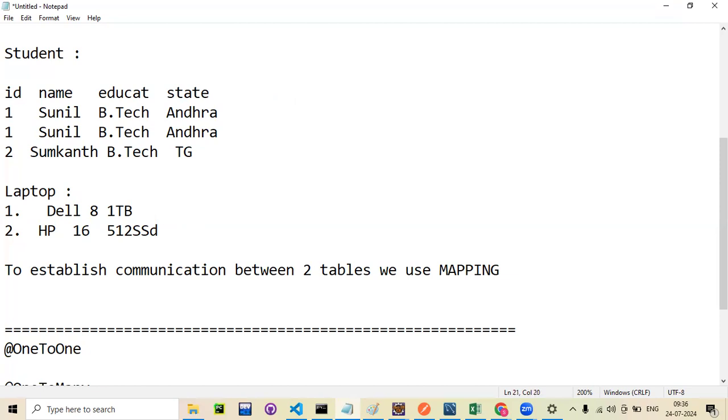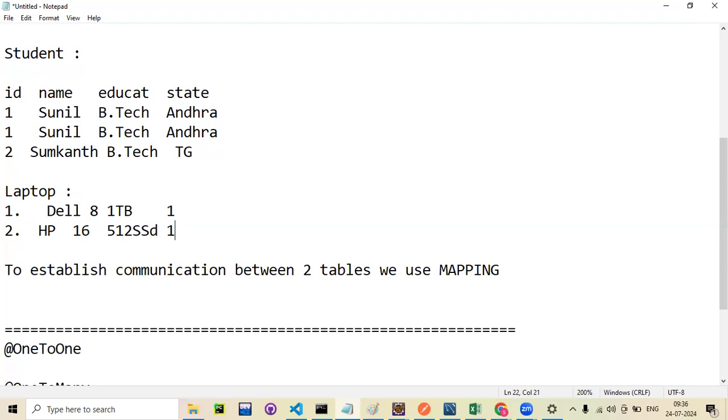Got it? Person ID one, because this laptop is being used by Sunil and this laptop is being used by Sumant. So if we have one more laptop, the ID will be, whatever, just add one here as well.